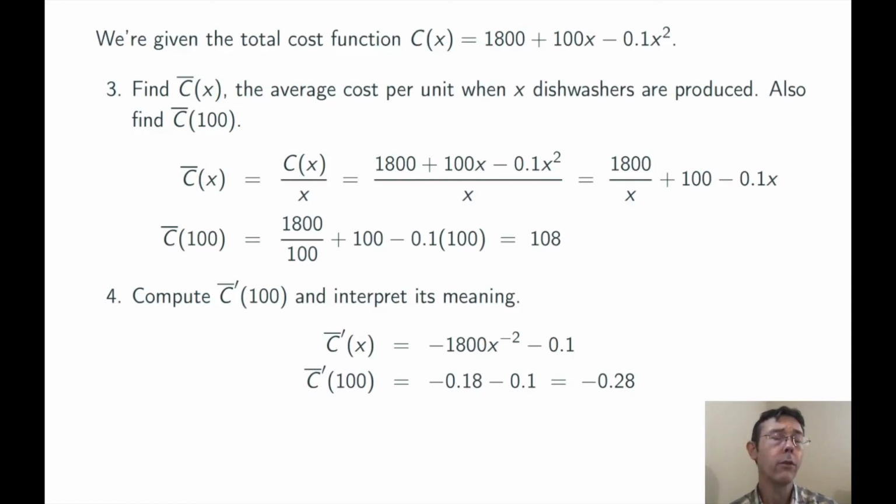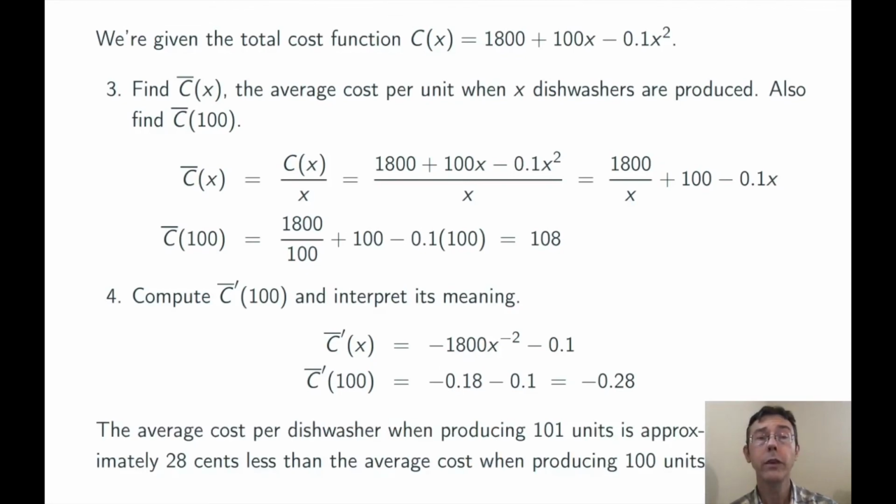Remember, a derivative always represents an instantaneous rate of change, and so C bar prime of 100 is going to represent the instantaneous rate of change of average cost at a production level of 100. To say it differently, the average cost per dishwasher when producing 101 units is approximately 28 cents less than the average cost when producing 100 units.